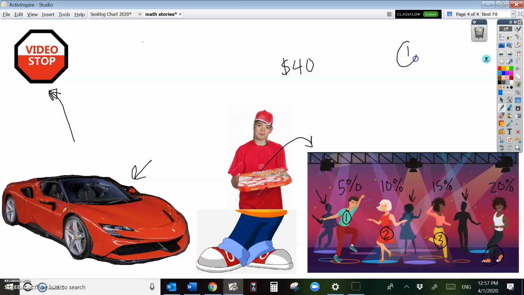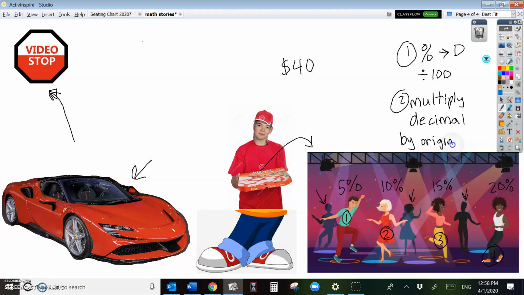So remember, when you're working with a percent, there are two steps. Step 1, change the percent to a decimal by dividing by 100. Step 2, multiply the decimal by the original amount. So, $40 is our original amount. So let's mark that here.